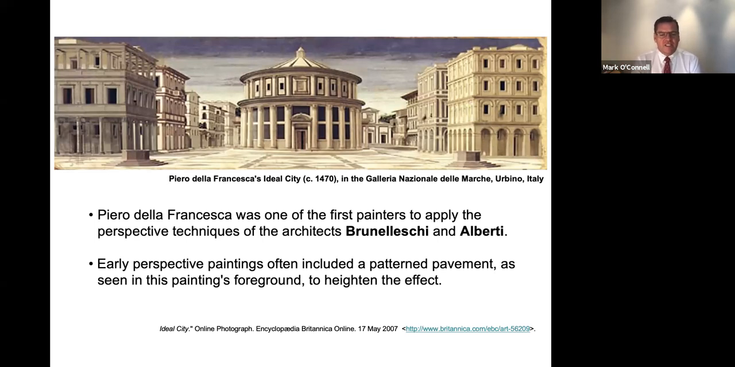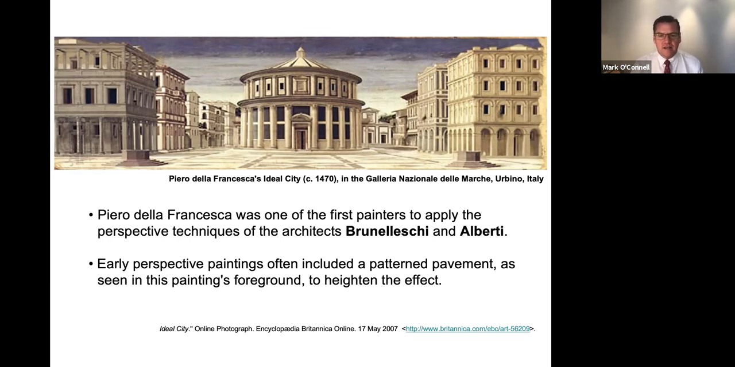So this is in 1470. So we're now getting into peak Renaissance. And if you look at Piero della Francesca, this is not the only work he did. He did fresco painting of saints and things like that. But he was also very intrigued by the idea of perspective.